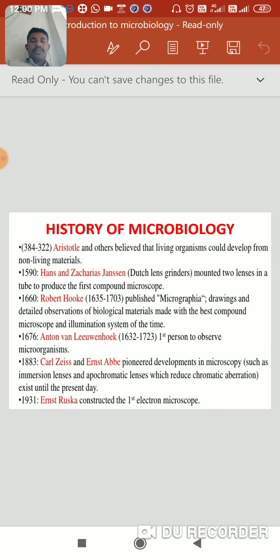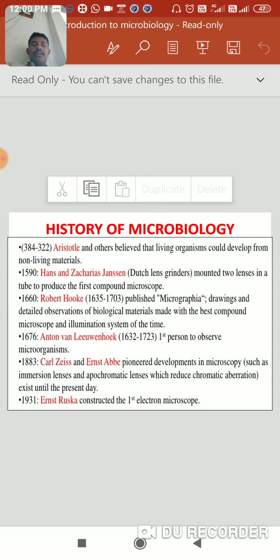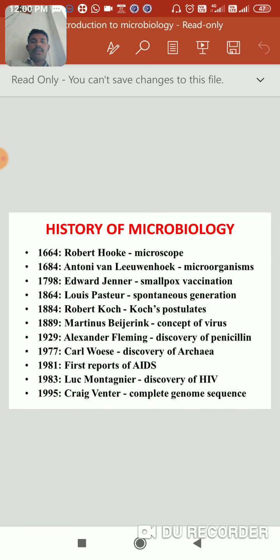Carl Zeiss and Ernst Abbe pioneered developments in microscopy such as immersion lenses and apochromatic lenses, which reduce the chromatic aberration existing until the present day. The electron microscope was invented by Ernst Ruska in 1931.